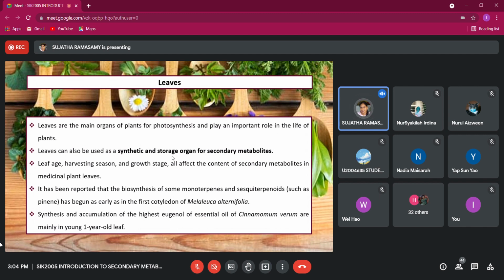And leaf also can be used as a synthetic and storage organ for secondary metabolites. Okay, and what influences the secondary metabolites in the leaf? The age of the leaf, when you harvest the leaf, the growth stage of the leaf, the young leaf, the old leaf. Okay, for example, they did a study on Melaleuca alternifolia.